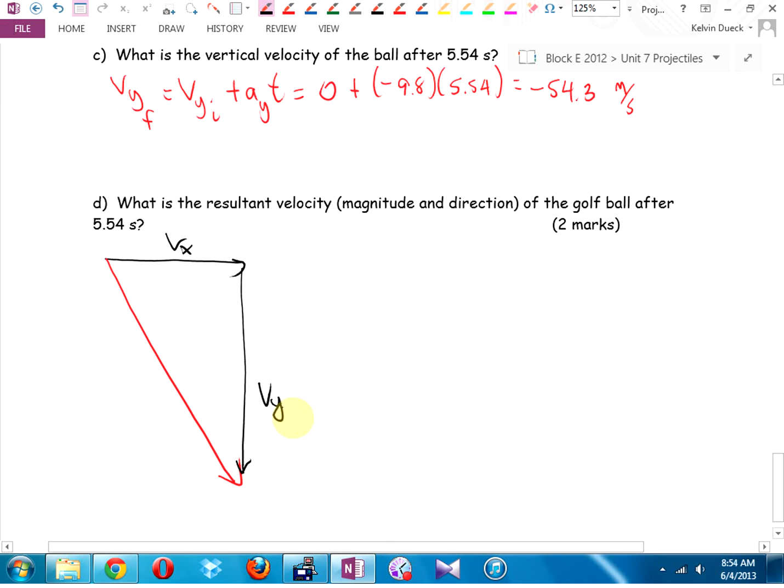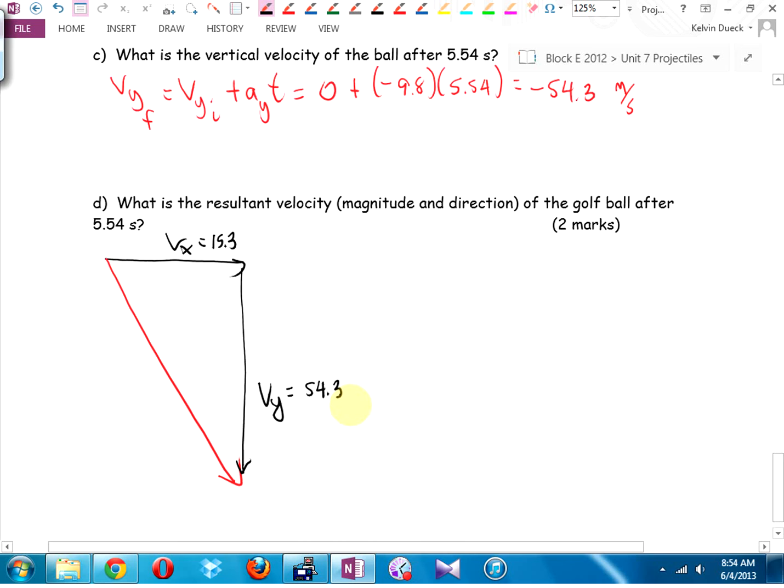What's the horizontal component throughout the entire flight of the projectile? 15.3, is that what I said? And the vertical at this moment, I just figured out in part C, it's 54.3.